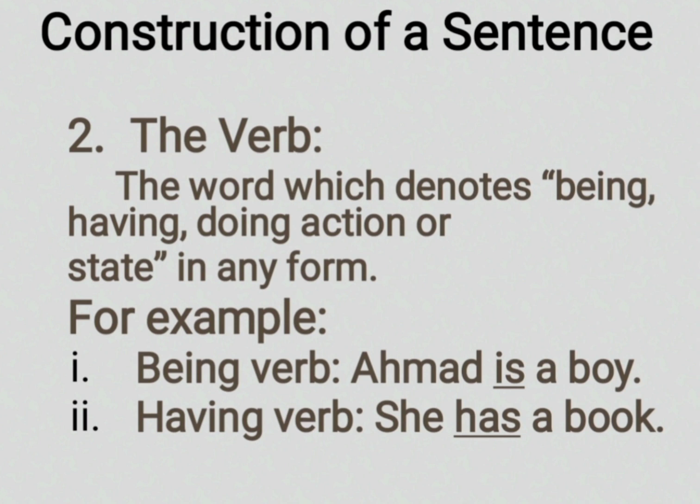The second part of the predicate is the verb. The word which denotes being, having, doing, action or state in any form is known as the verb. Firstly, we will see different examples of being verb and having verb. In the first sentence, Ahmad is a boy. Here the underlined word is an example of being verb. In the next sentence, she has a book. Here the underlined word has is an example of having verb.